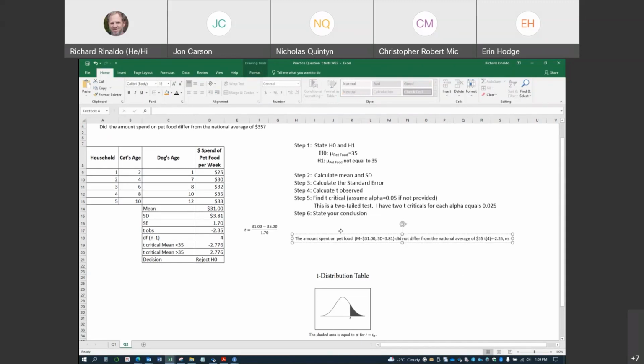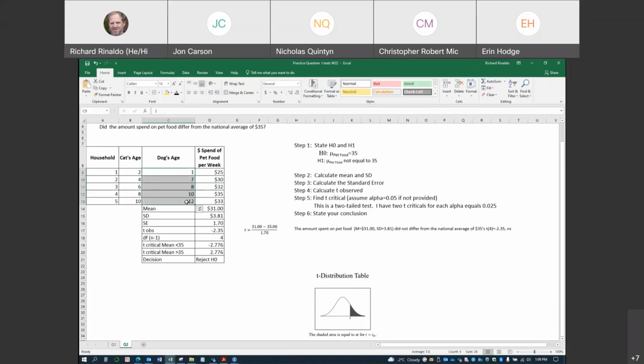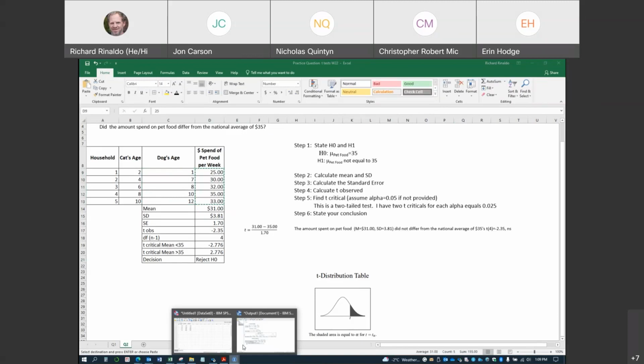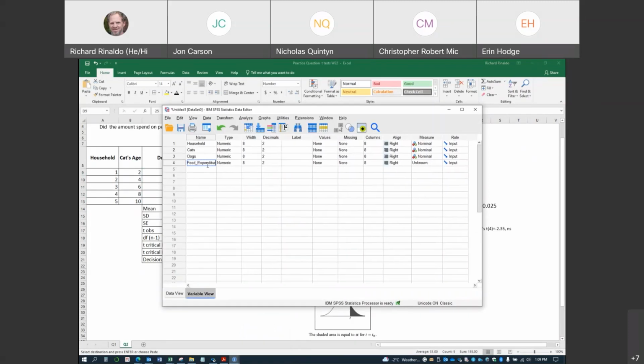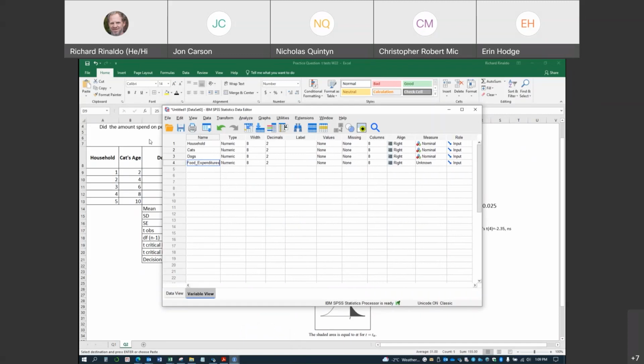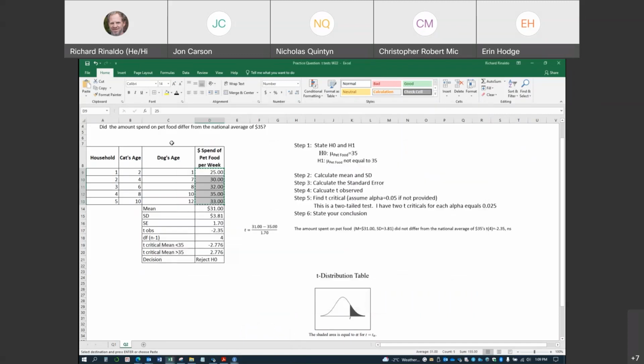Okay, so does everyone have any questions on that? It's the two-tailed one that I wanted to get at with this one. Now I'm going to do this in SPSS. So I'm going to add the amount spent. I have to not just have it as a number. Control copy. I'm going to add that to my SPSS file as another variable. Okay, and give that one a label.